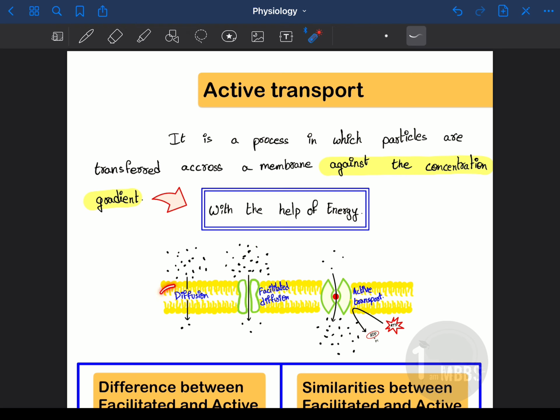Simple diffusion is where diffusion occurs through the bilipid layer, whereas in facilitated diffusion, diffusion occurs through a transport protein.